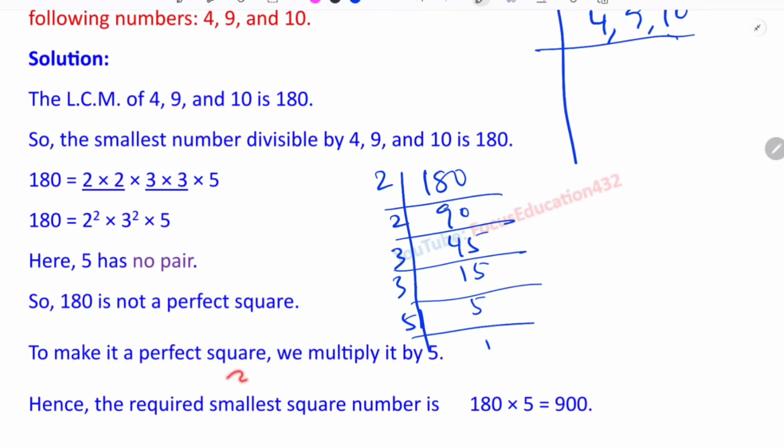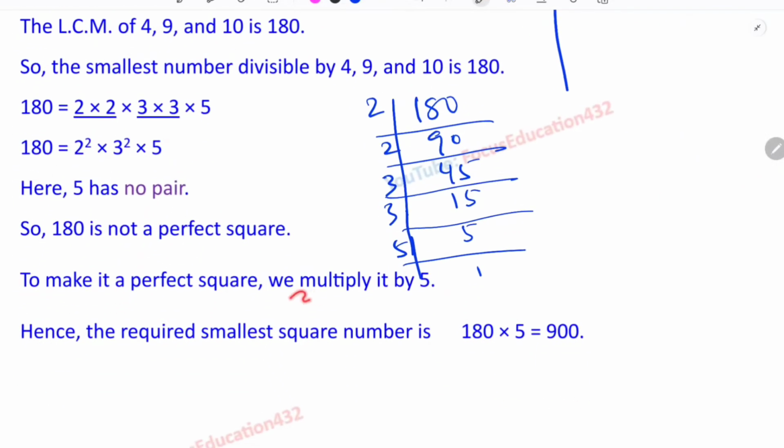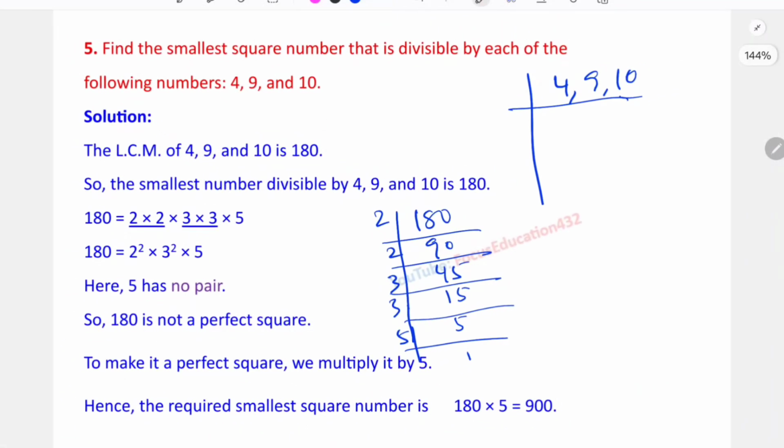To make it a perfect square, what do we have to do? We have to multiply by 5 to get a pair, right or not? So how to make this a perfect square? For the number which is single, that is not in a pair, multiply by 5. If we multiply 180 by 5, we get 900. So 900 is the smallest square number that we require. Clear? 180 is not a perfect square because of this one 5. If you multiply 180 by another 5, you get a pair. So 900 is the smallest square number that we need here.